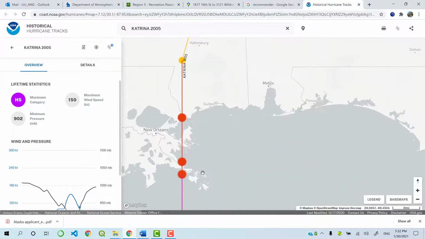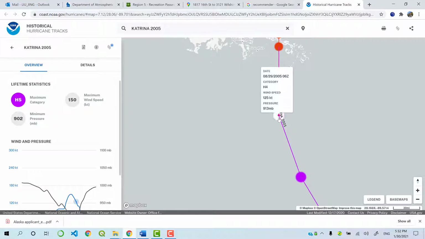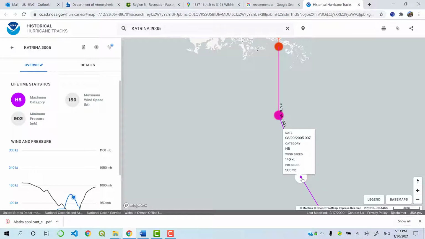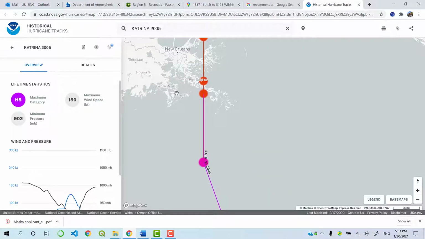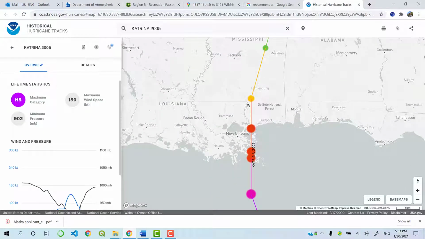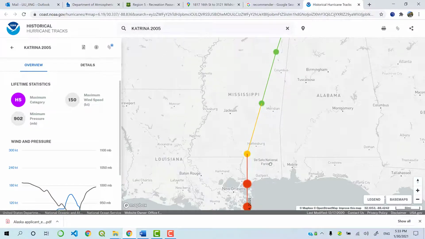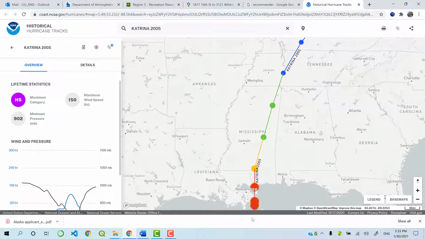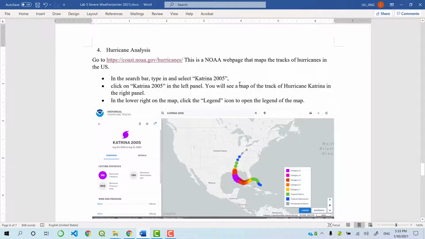So you can see the strongest strength here, category 4, category 5, category 3, category 5 is right here. Category 5, where it almost hit New Orleans. But once it hit New Orleans, you can see the strength start decreasing. You learned about hurricanes in your textbook, right? Then explain why. This basically is this question. So those are the instructions.